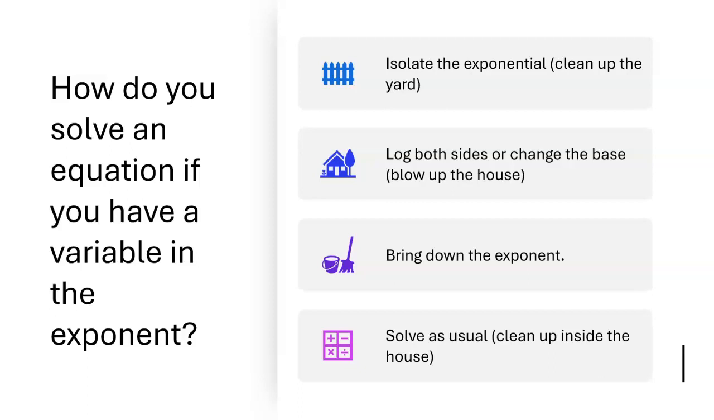After that, you log both sides or change the base, and that's how you blow up this particular house. Blowing up the house is my way of talking about doing the opposite operation. So since logs are the opposite of exponentials, we blow up that particular house with logs. Then we bring down the exponent and we solve for x. Once we log both sides, we have the power to bring the exponent out of its high position. And then we solve as usual.